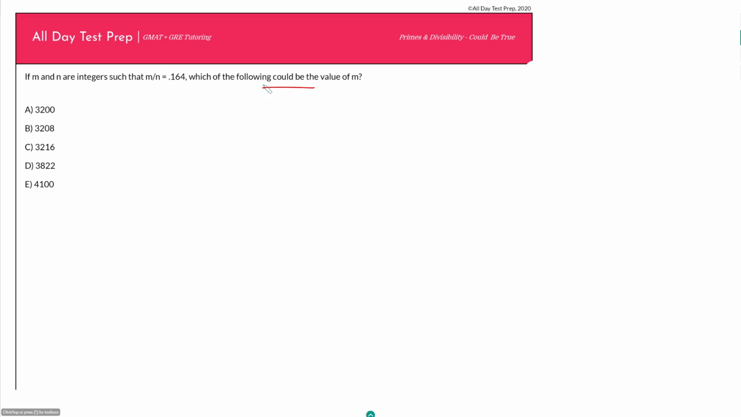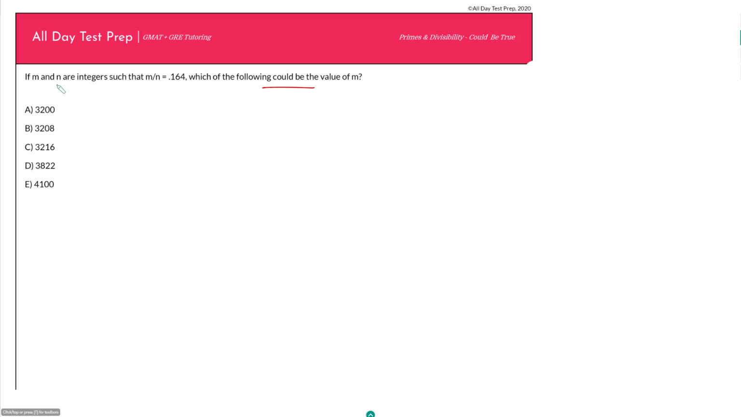And so in this case, why do they like to incorporate these could be true questions with divisibility? Because if you think about it, when we're talking about the number of factors that a number has, or the number of multiples that a number can have, well, there are many possible multiples and many possible factors, and therefore they like to ask them in these could be true questions.